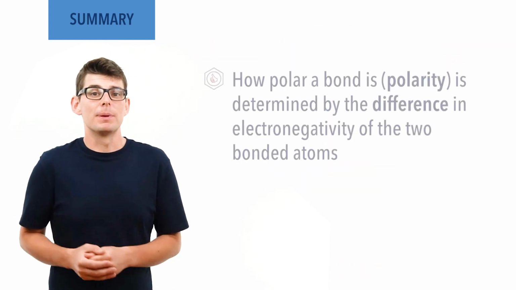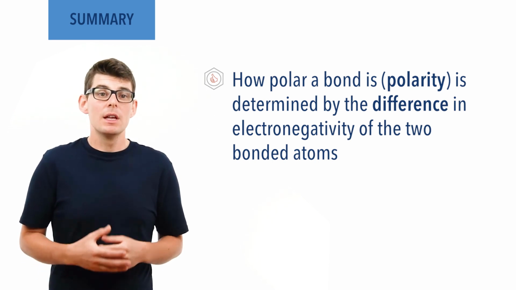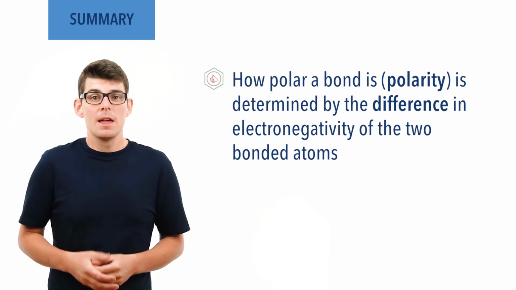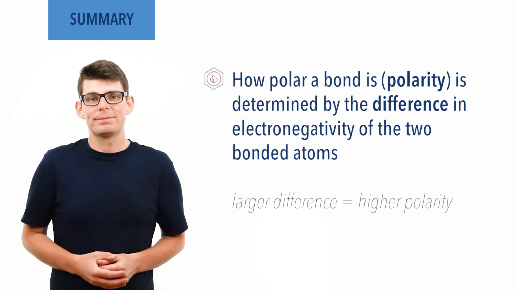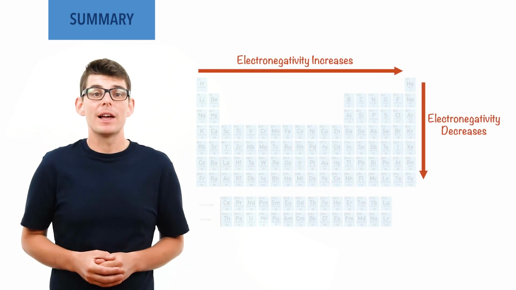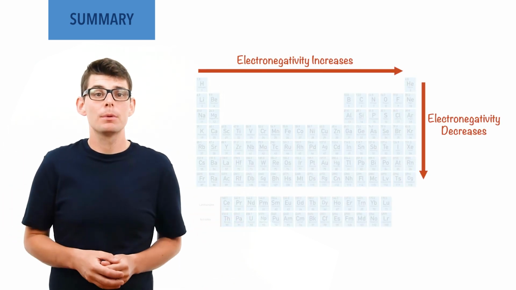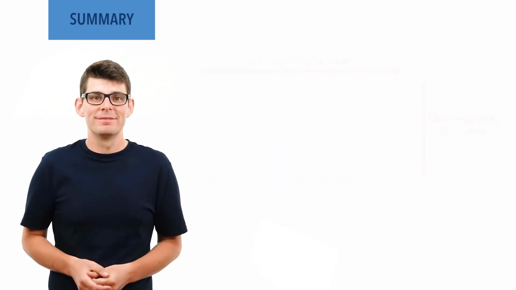The size of the polarity in partial charges is based on the difference in electronegativity between the two bonded atoms. The larger the difference in electronegativity values, the more polar the bond. Electronegativity increases for elements as you go across a period in the periodic table and decreases as you go down a group in the periodic table.